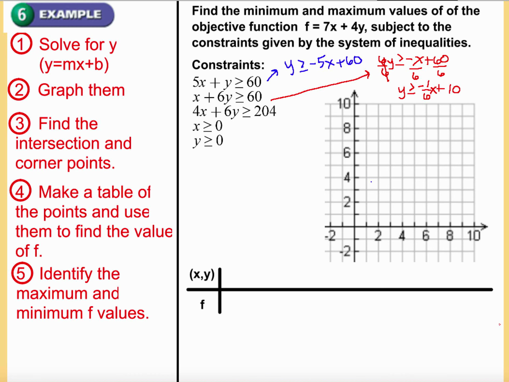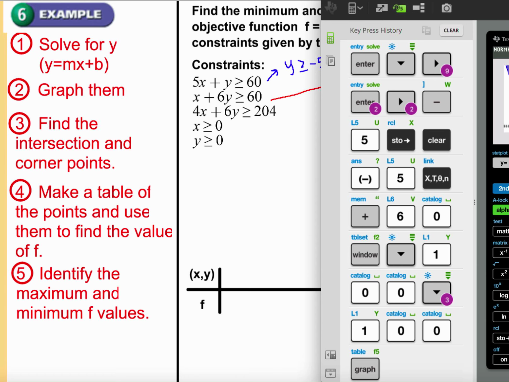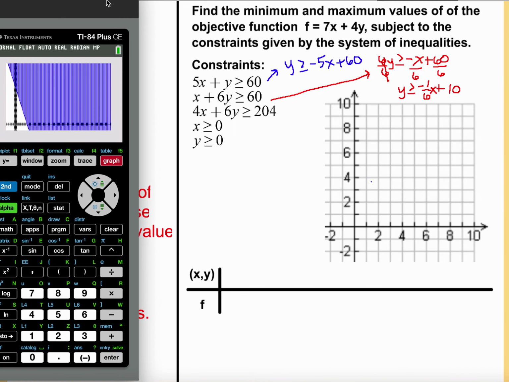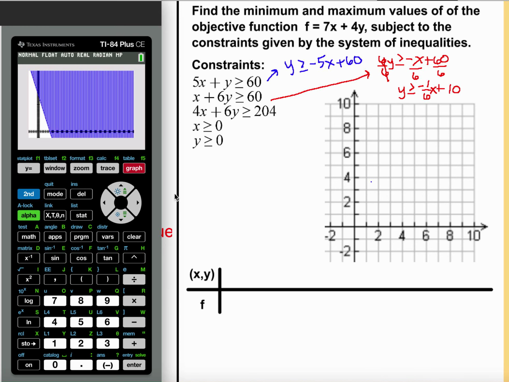Okay, so let's get out that calculator. And let me see if I can switch sides. Oh, yes, that's very nice. Okay. Can you guys see that okay? I certainly hope so. It'd be nice if I had some feedback, huh?